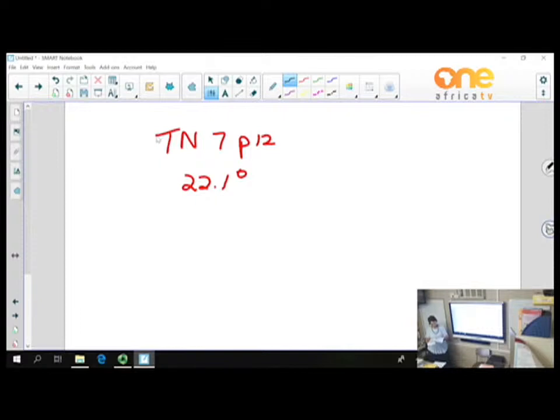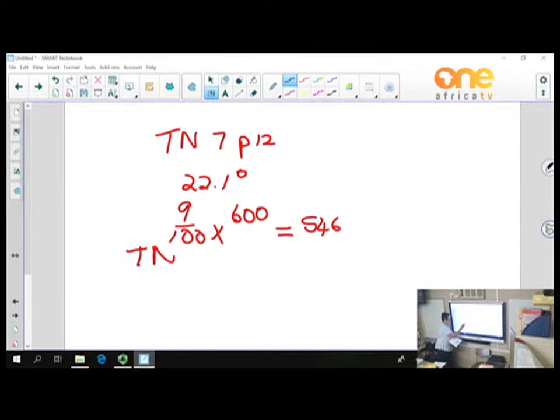And then number D then, at the beginning of a particular year, a factory had 600 workers. How many remains at the end if 9% left? So Mia, it will then be 9% of the 600, and the answer, 546. Okay, so now we're marking try now 8.